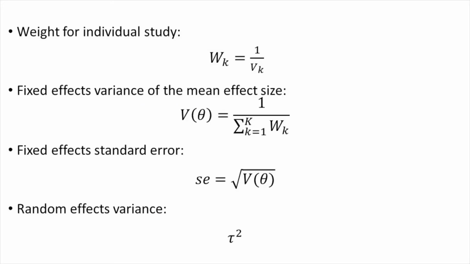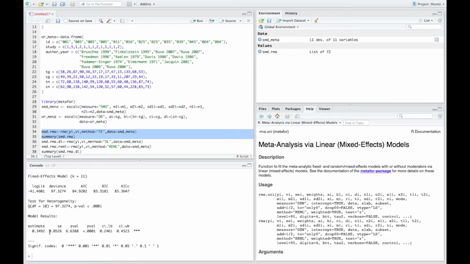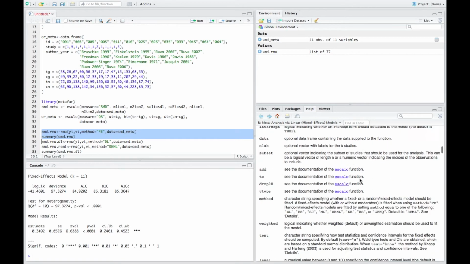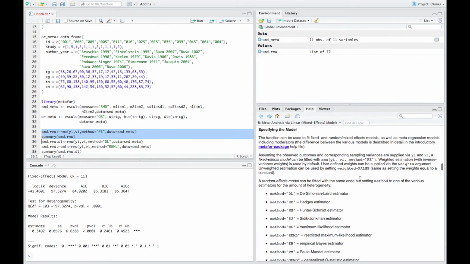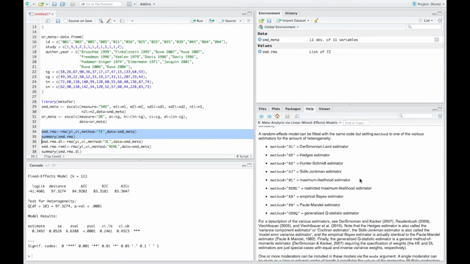Now, in a random effects model, you have two variance terms. The standard error, that's associated with the mean effect size, that's the sampling error, and a random effects variance component, which is called tau squared. Metafor gives multiple random effects estimation methods, and you'll notice I already have the RMA function pulled up over here so we can take a look at what those different methods are. There are many methods listed here. We'll scroll down to specifying the model. There are many listed. You really only need to concern yourself with two of them.